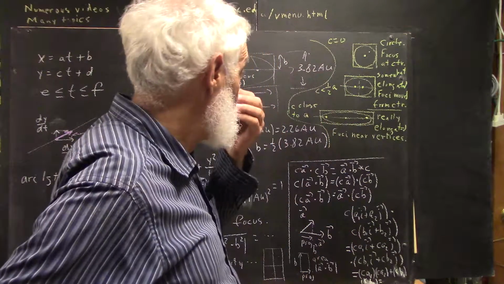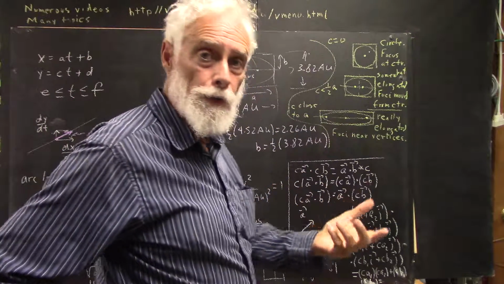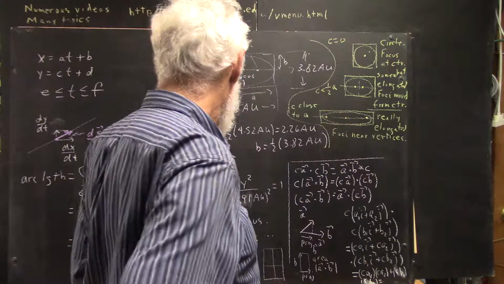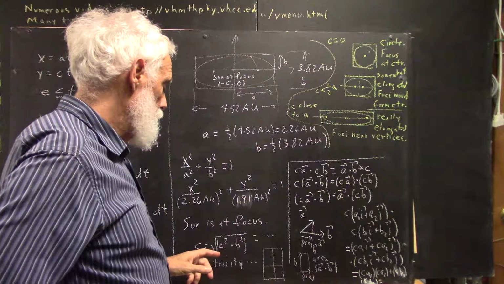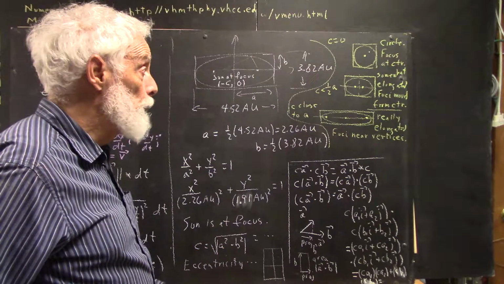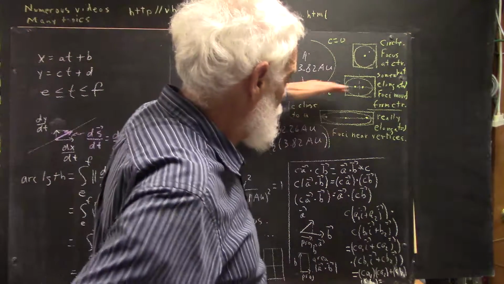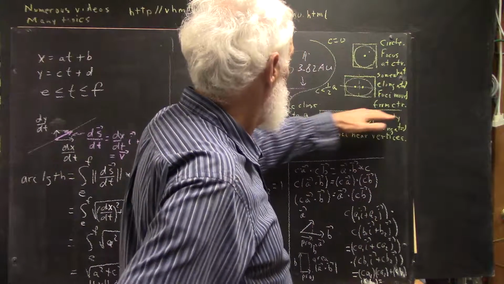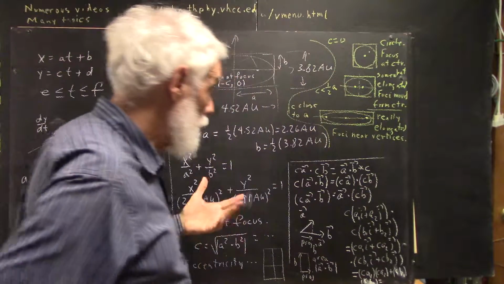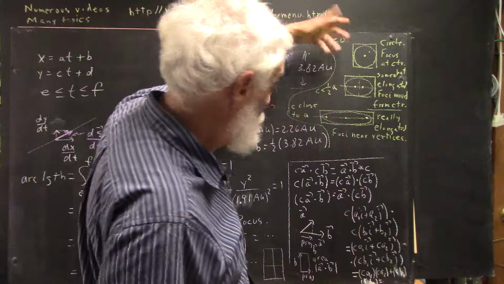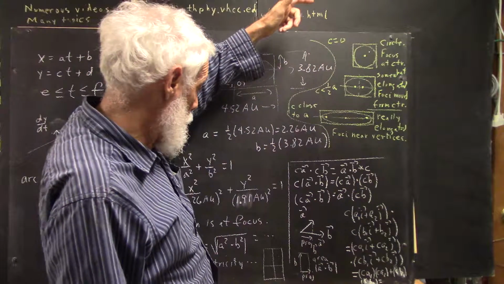Okay, well, what about the location of the focus? Remember that the focus is at the square root of a squared minus b squared, and if we assume that a is this dimension, we don't even have to worry about the absolute value sign, but that's not difficult to deal with. Okay, so let's see.